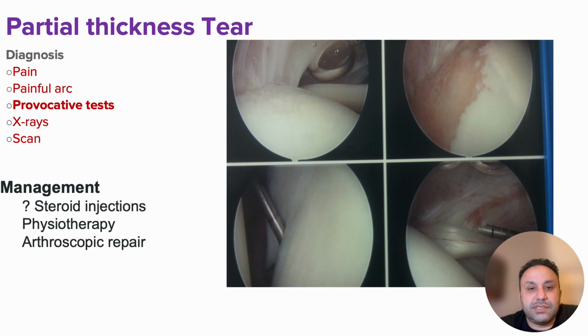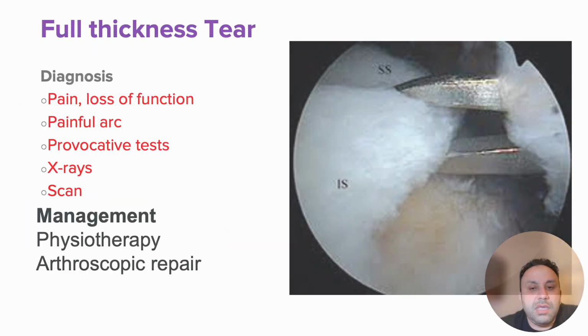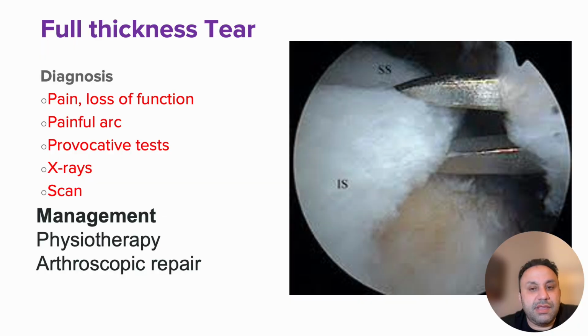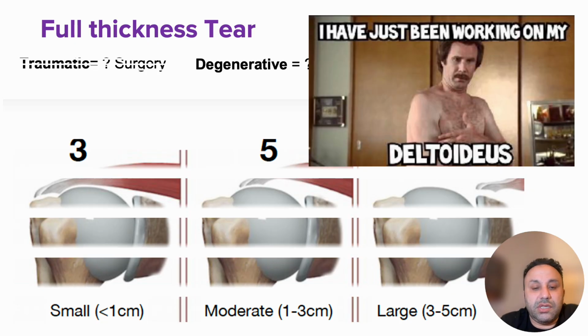Partial thickness tears, in these patients I'm not very keen on doing steroid injections. We have different options ranging from completion and repair to biocollagen patches, which is becoming common as well. And then patients with full thickness tears, we will discuss what to do for them over the next 10 minutes. So if you see someone with full thickness tears, as you know, we can classify according to size.